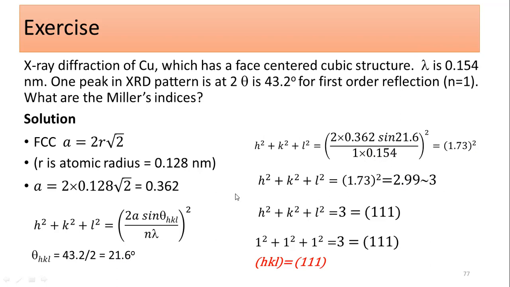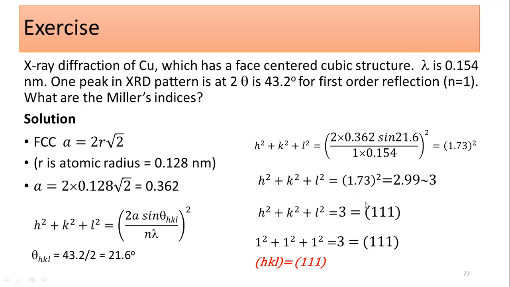That is equal to 3. So h square plus k square plus l square will be equal to 3, and this is given over here. When the value is 3, this is the only plane which you can get. How? Just put the value of 1 for h, 1 for k, 1 for l. When you solve this, this is the value of 3. So the plane is called the 111.